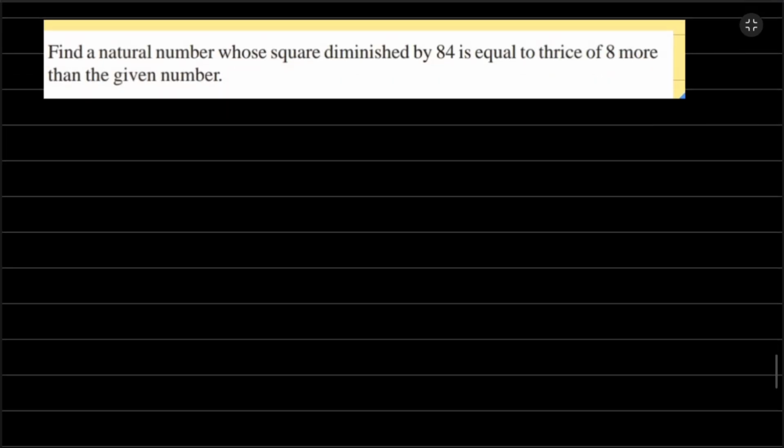So you have word problems also in quadratic equation, which you have to practice a lot. Find a natural number. This is what you have to find, right? Whatever you have to find, that is what you have to take as x. So we will take, let the natural number be x. Let me write it. Let the natural number that we have to find be x, because that's what we have to find.